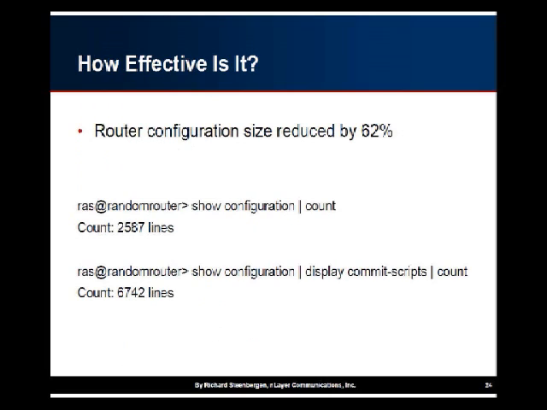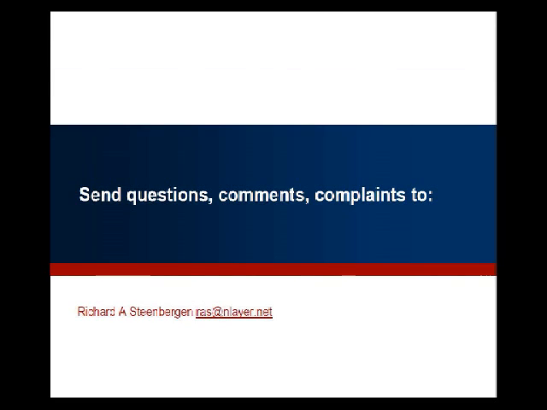How effective is it? If you look at an example of a random router, the configurations versus what happens after you expand the commit scripts, 62% reduction in size. And not only does that make it easier for you to maintain, it's less when your NOC people are looking at this, or when people who are not routing gods look at your configuration, it's a lot easier for them to follow what's going on. So it reduces errors, it makes things better for everyone. It's a really great technology, and I think more people should use it.